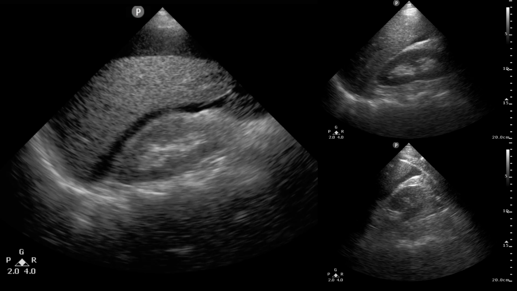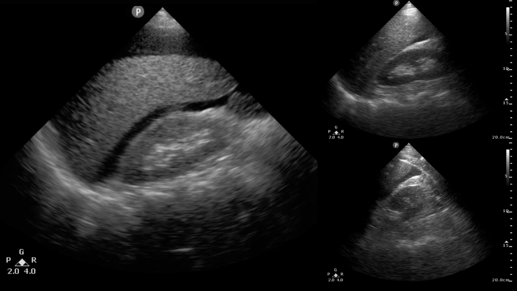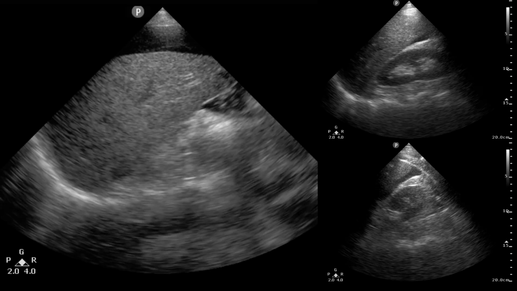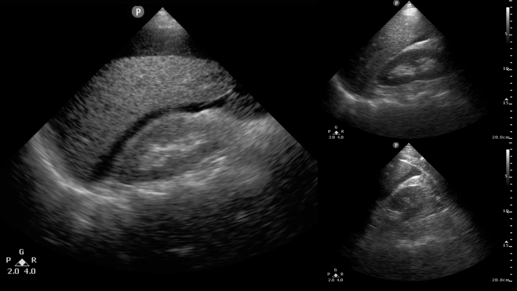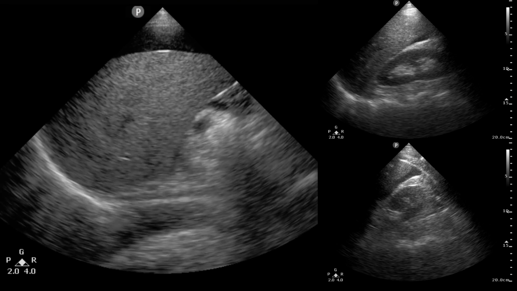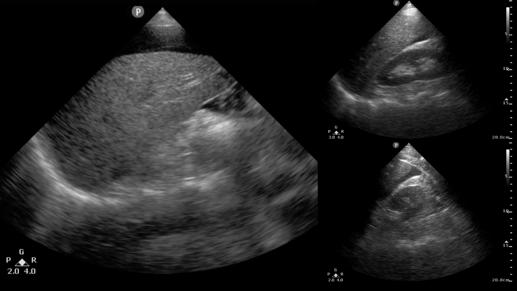So here are some examples of fluid in that right upper quadrant. On the left, we have it surrounding the liver, right? And on the right, we have a little bit in the Morrison's pouch, and the bottom right is around the caudal tip of the liver. So that's an example of a positive right upper quadrant FAST exam, right?